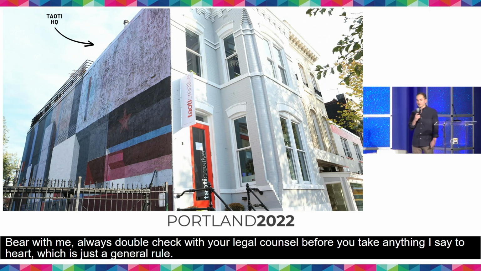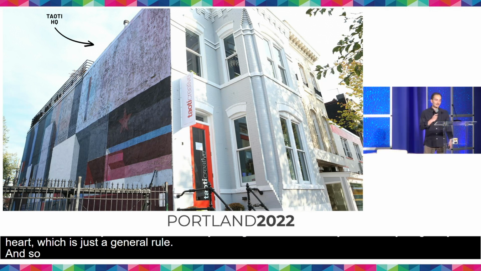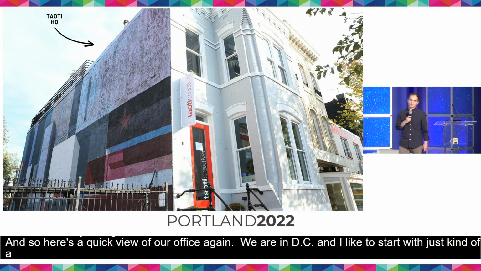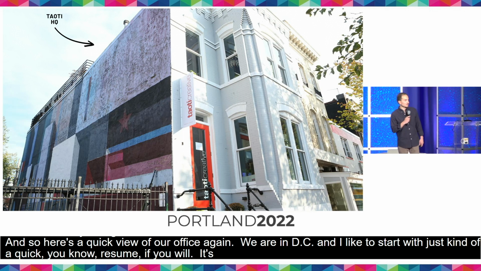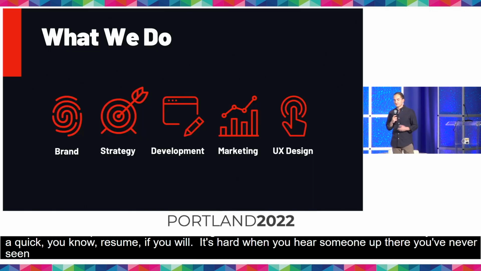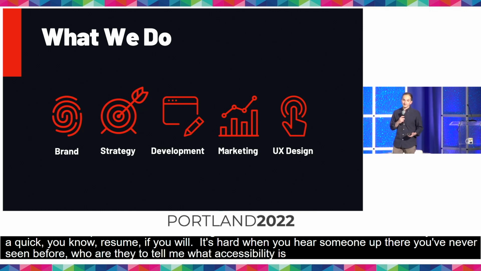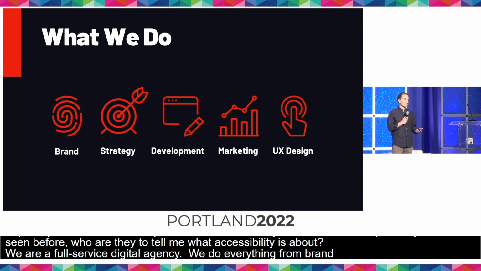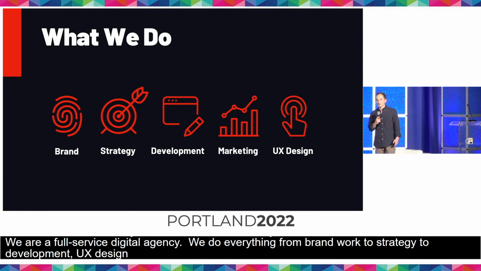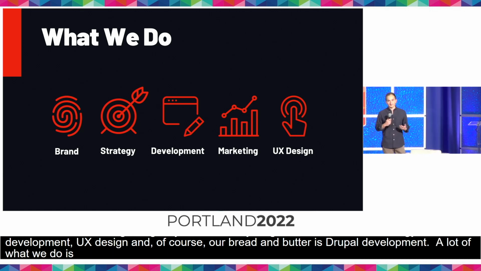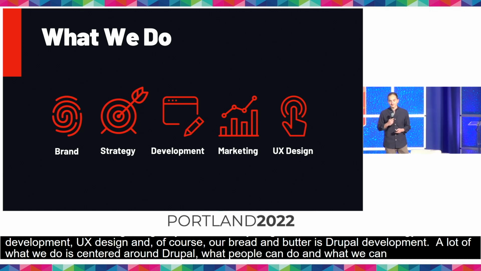And so here's just a quick view of our office again. We are in DC, and I usually like to start with just a quick resume, if you will. It's hard when you see someone up there you never met before. Who are they to tell me what accessibility is all about? So again, we are a full-service digital agency. We do everything at Teody, from brand work, from strategy to development and UX design. And of course, our bread and butter is Drupal development. So a lot of what we do is centered around Drupal, what Drupal can do and what we can make out of Drupal, of course, to make more accessible experiences.